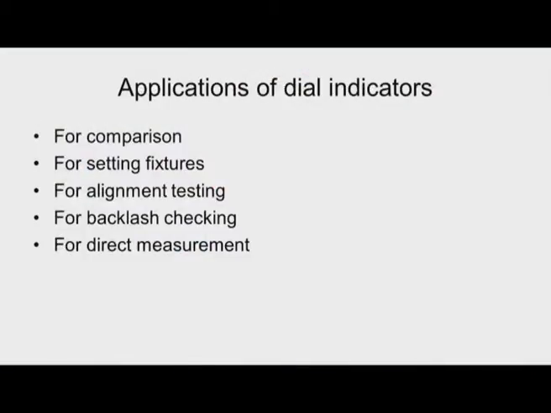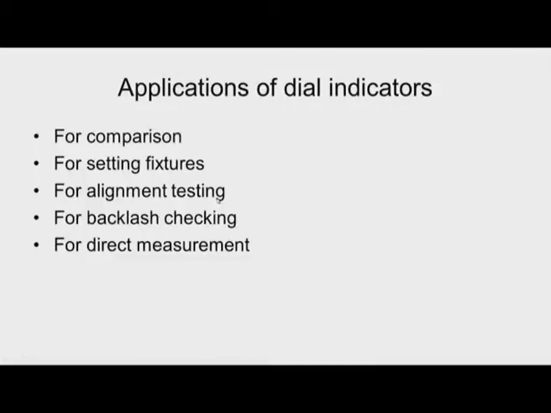Now, what are the various applications of dial indicators? So, we discussed about this. It can be used for comparison purpose, comparison of workpieces with the set level, and then this can be used for setting fixtures. Say we want to set jigs and fixtures on the machine. So, whether it is properly fixed or not, whether it is properly aligned or not, for checking that we can use this, and also for acceptance tests on various kinds of machine tools.